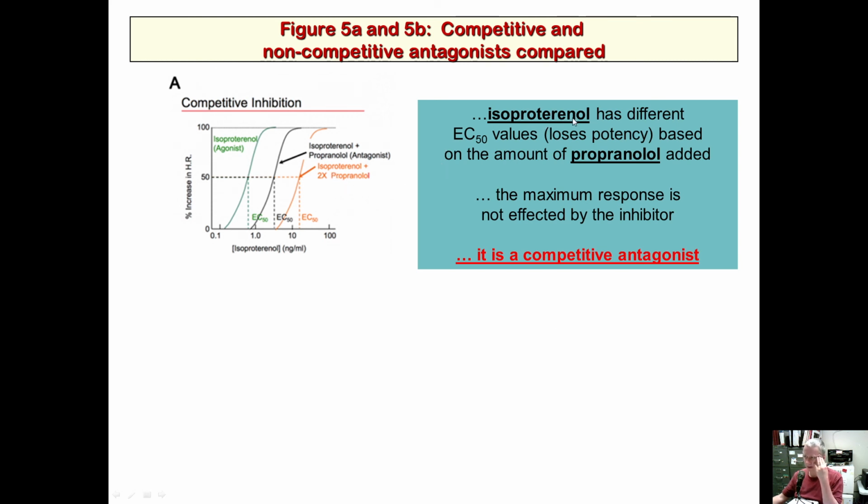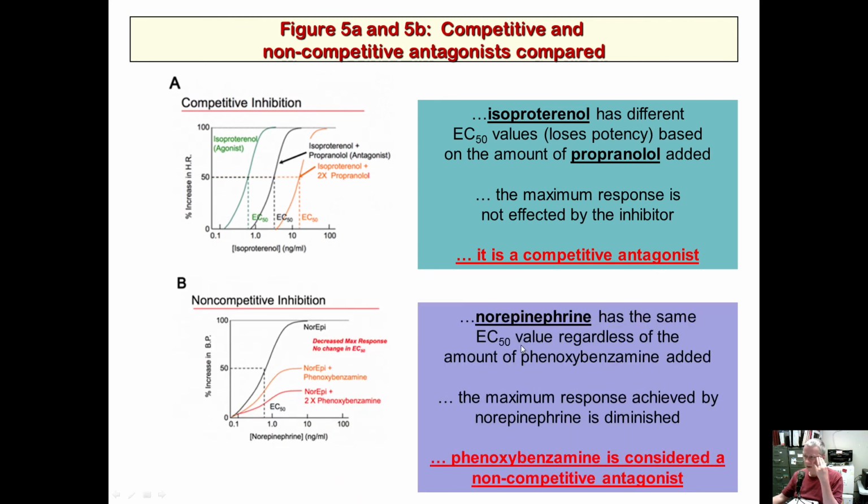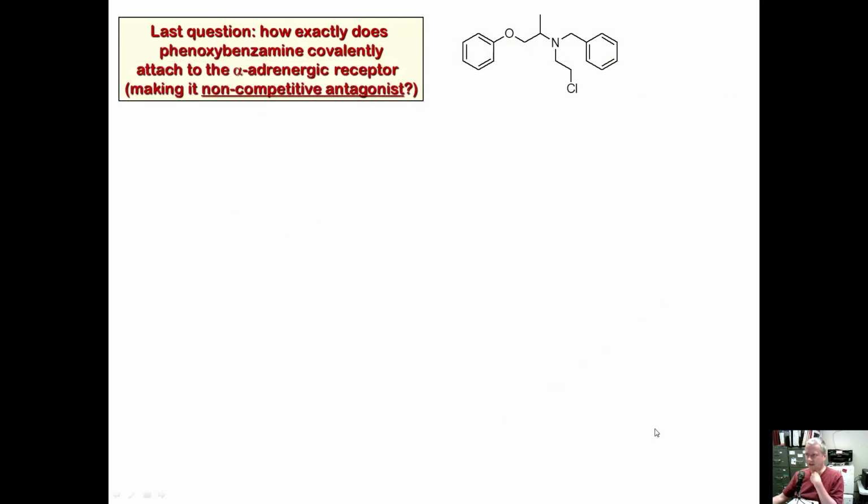Isoproterenol is the agonist. Okay, so norepinephrine has the same EC50 value regardless of the amount of phenoxybenzamine added, but the maximal response that can be achieved is diminished. Phenoxybenzamine is considered a non-competitive antagonist. Okay. So how exactly does phenoxybenzamine covalently attach to the alpha adrenergic receptor, making it a non-competitive antagonist?